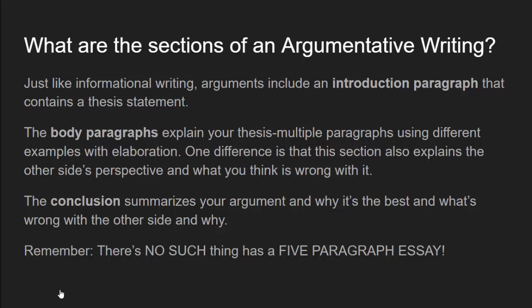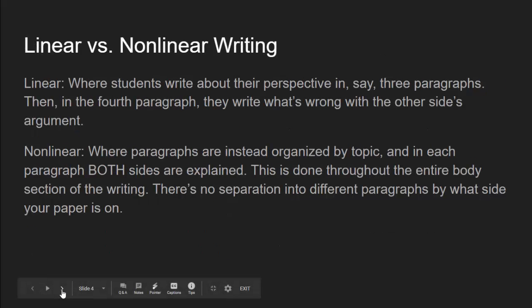Now, remember, you're not going to say, I think this is wrong, because that's first person. You're writing in third person. You're also going to have a conclusion, which summarizes your argument and why it's the best. And you're also going to repeat what's wrong with the other side and why. Okay? Remember, there's no such thing as a 5-paragraph essay because it just doesn't exist. No one writes like that.